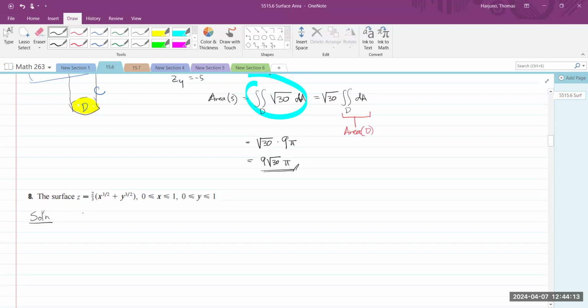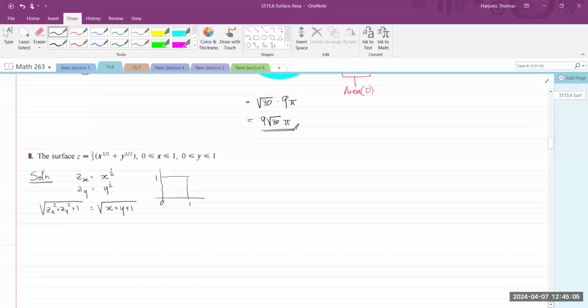Solution. We have that c sub x is x to the power of 1/2, and c sub y is y to the power of 1/2, right? Such that the integrand square root of c sub x squared plus c sub y squared plus 1 equals square root of x plus y plus 1. Now, the domain of integration happens to be a nice one. It's a square from 0 to 1 by 0 to 1. Okay, now, let's see. The devil may be in the details.